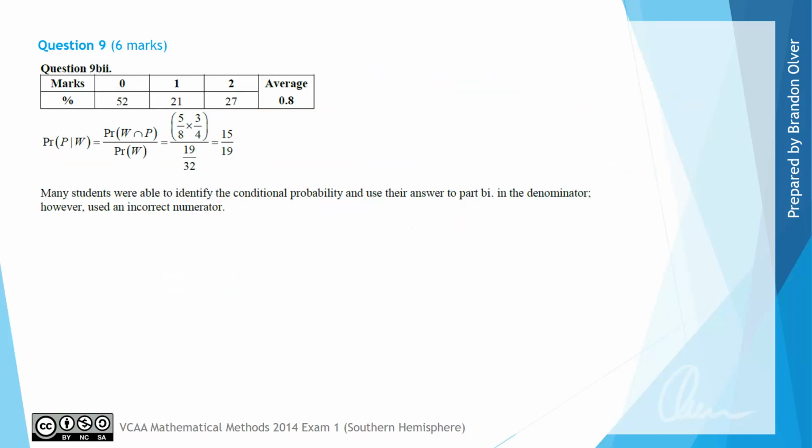From the examiner's report, we can see that 27% of students got full marks for this question, with many students being able to identify the conditional probability that existed within the question and use their answer from Part B1 in the denominator of a fraction. However, some used an incorrect numerator in their working.